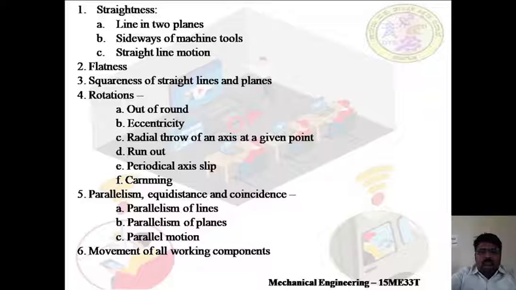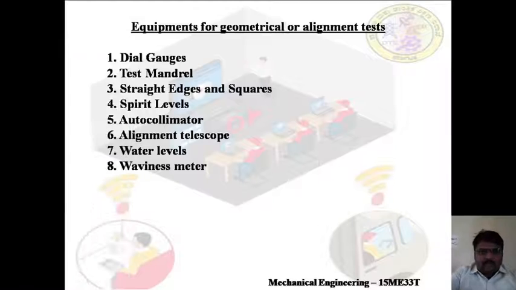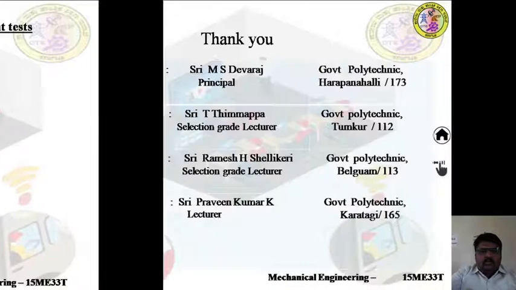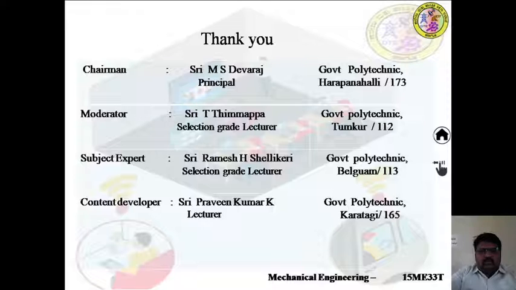So we will now see some of the tools which are used for checking the geometrical tests. They are dial gauges, test mandrel, straight edges and squares, spirit levels, autocollimator, alignment telescope, water levels and wavelength meter. So these are some of the equipment which are used for geometrical or alignment tests. So that is it for this session. We will be having further topics in the next session. Thank you.